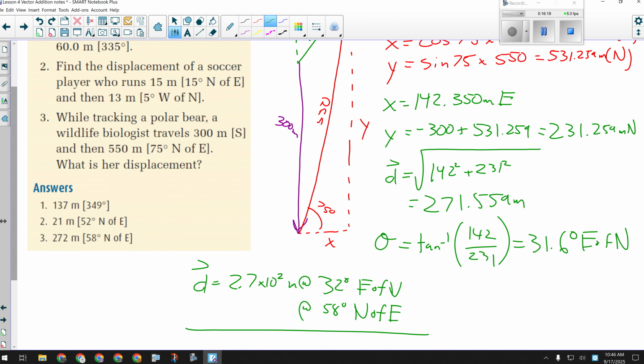Okay? Everybody all right with that? Okay, so are we seeing that these are quite patterned? Every one of these questions has the same 7 steps. I draw the diagram. I identify all the x's and y's. I calculate all the x's and y's. I add the x's together. I add the y's together. I use the Pythagorean theorem. I do trigonometry. I've got my answers. Always the same 7 steps.